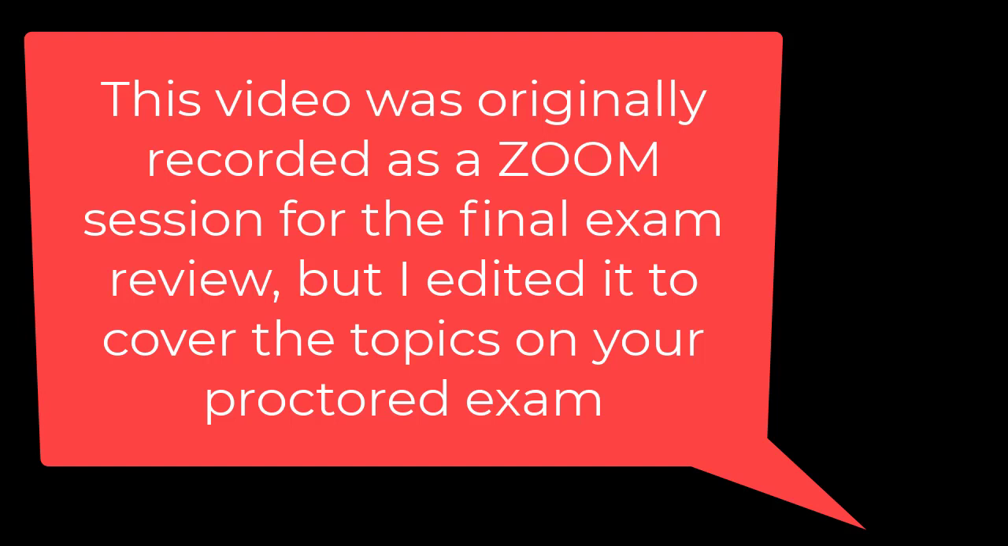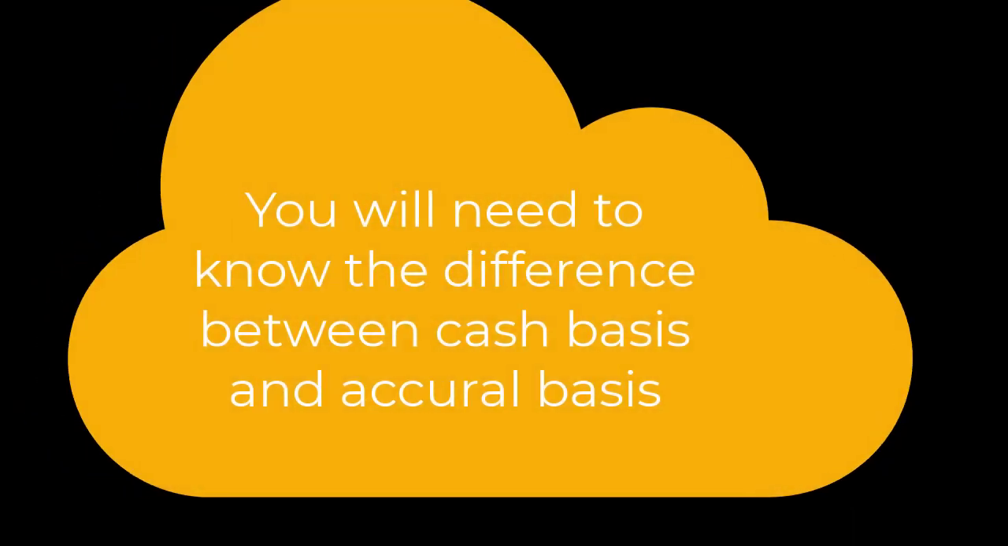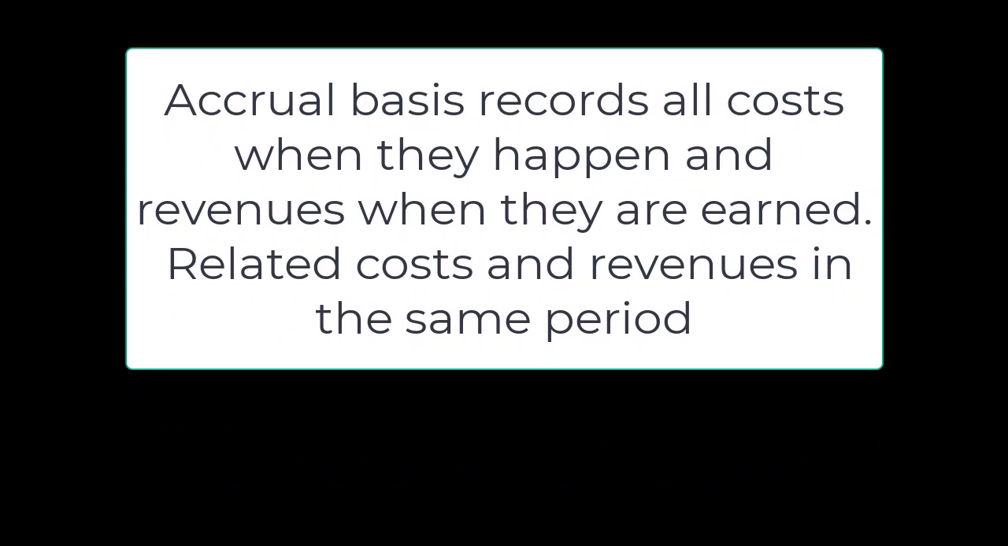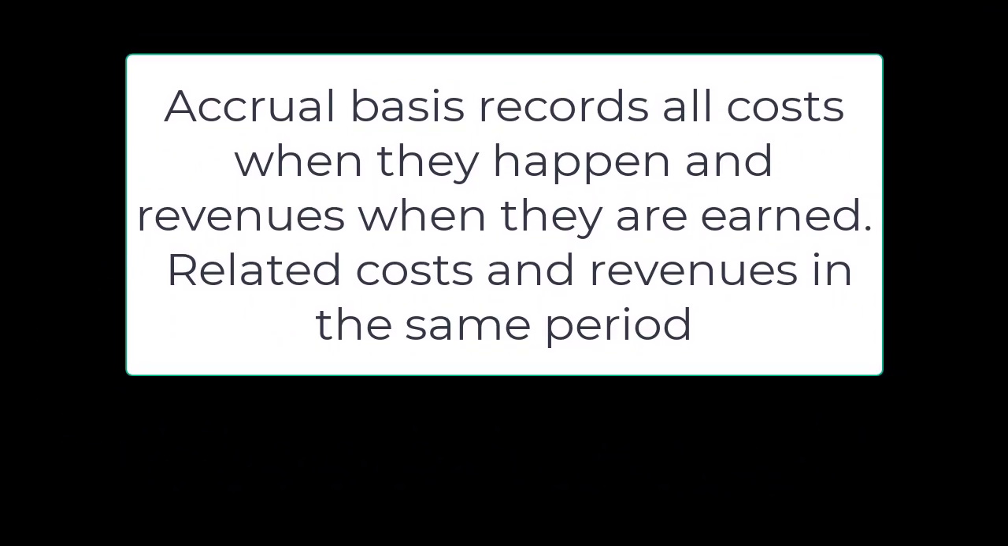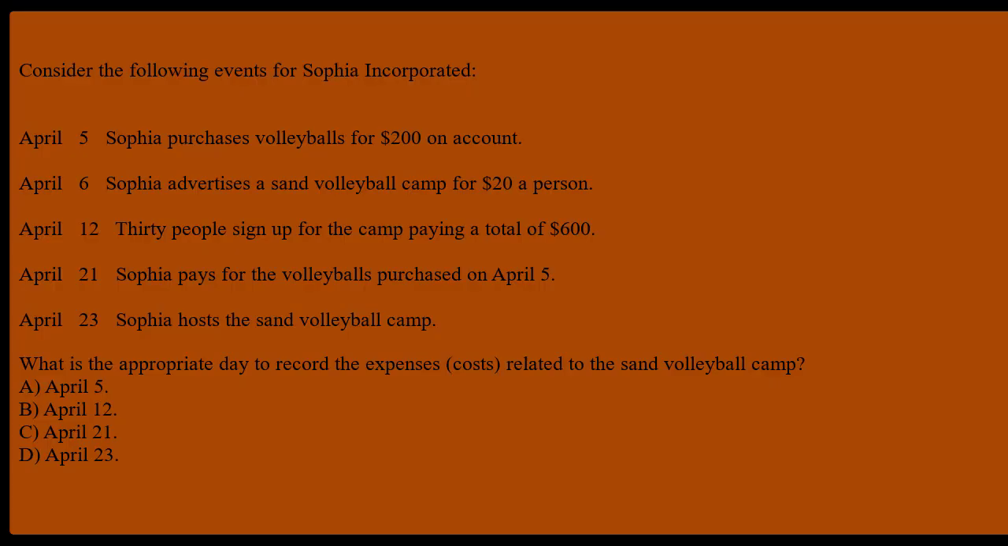There will be a couple of multiple choice questions asking if you understand how cash basis and accrual basis are similar or different. So cash basis records revenue and expenses only when cash is exchanged, and it would calculate net income based on just the cash in and out. But accrual basis records revenues and expenses when they happen. They need to be paired up in the right accounting period, the related revenues and expenses, which follows the matching principle. So here's an example of a question.